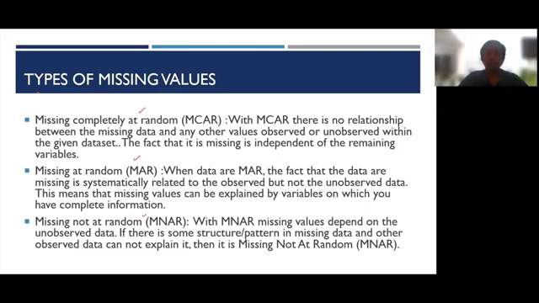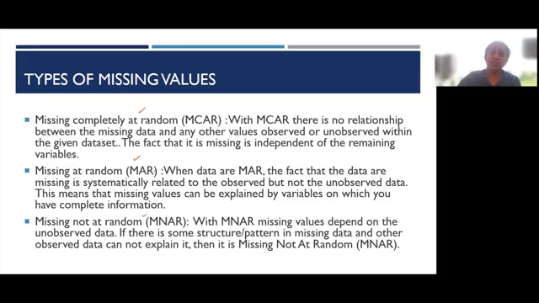Okay, went through. Right. Example, missing completely at random. With MCAR, there's no relationship between missing data and any other values observed within the given data set. The fact that it is missing is independent of the remaining variables, right? What I will do is, students, I will start from the second one and third one and come back to the first one later, right?